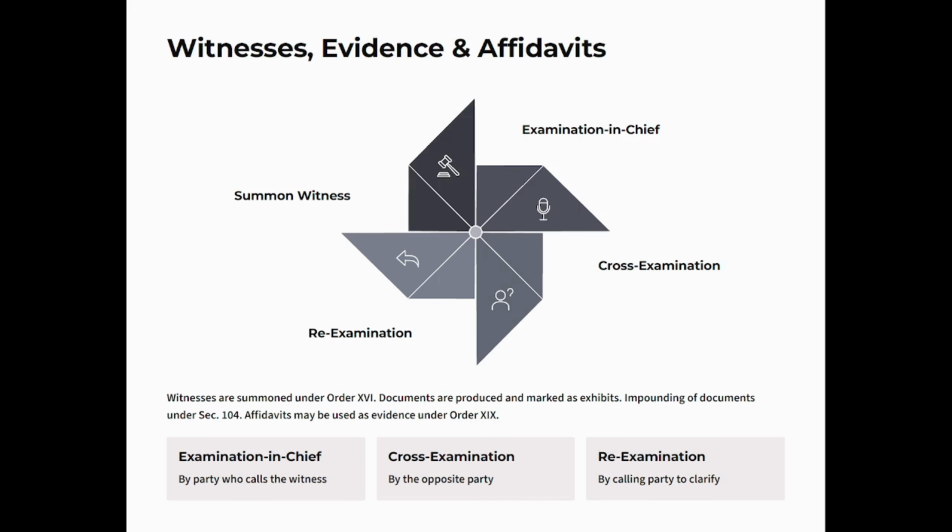Documents used as evidence are marked as exhibits under section 104. A document may be kept back, that is impounded, by the court, for example, if the correct stamp duty was not paid. Affidavits, that is a written sworn statement, can also be used as evidence under Order 19. So we'll go to the next slide.